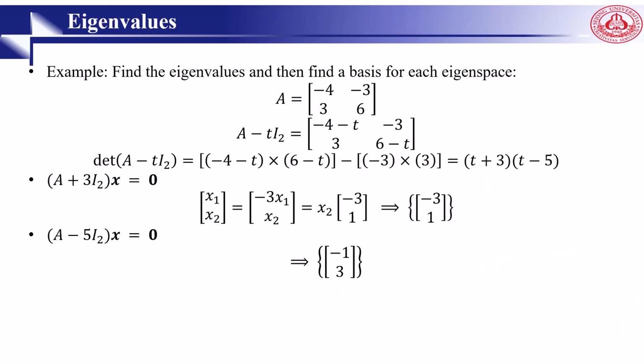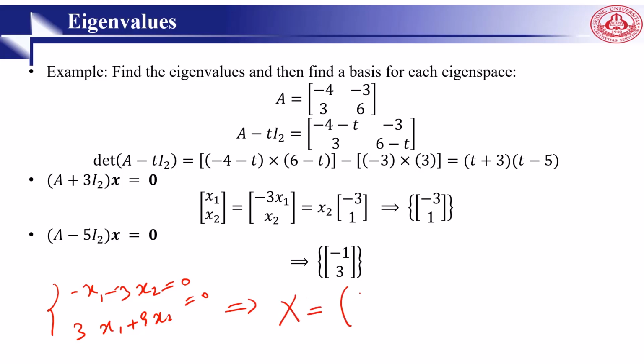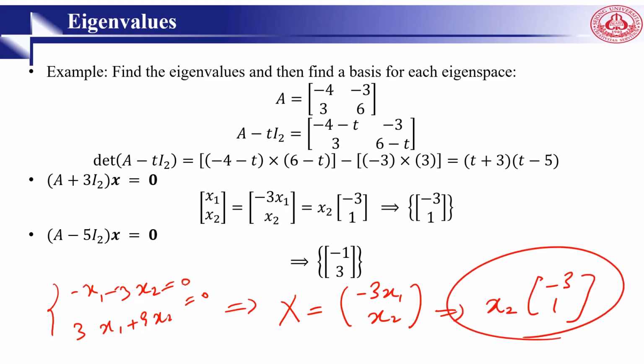Because of this form, the vector from the general solution will be, for this case, the row echelon form multiplied by the variables. It will be minus x1 minus 3x2 is equal to 0, and 3x1 plus 9x2 is equal to 0, right? After solving like what we did using RREF, you can finally come up with this solution. The general form will be something like minus 3x1 and x2. We can say this is x2 multiplied by minus 3 and 1. This is a general form for this equation, as we found using the RREF.